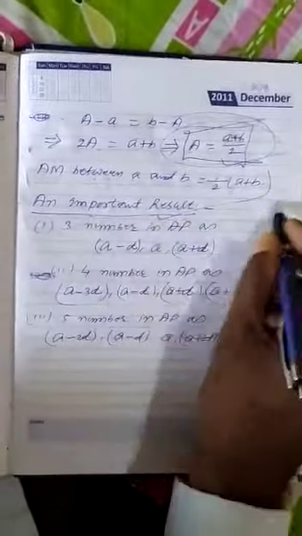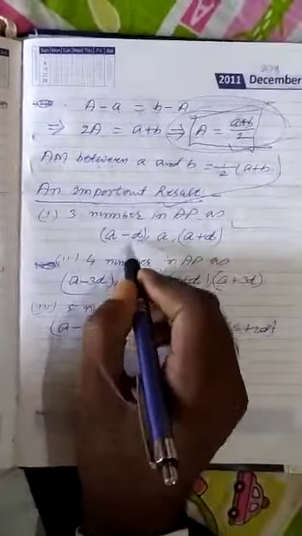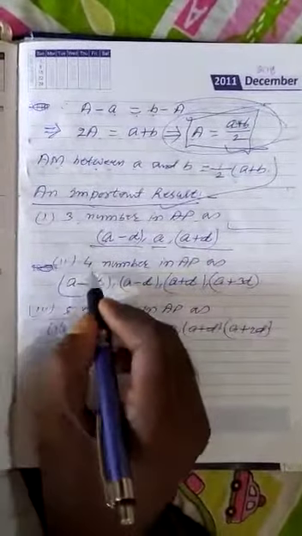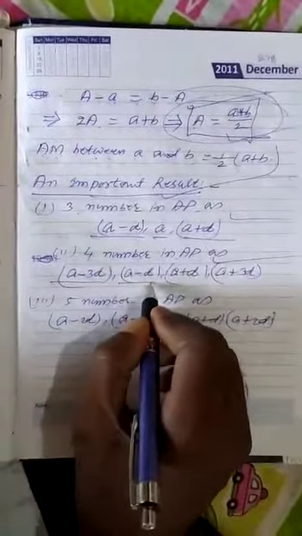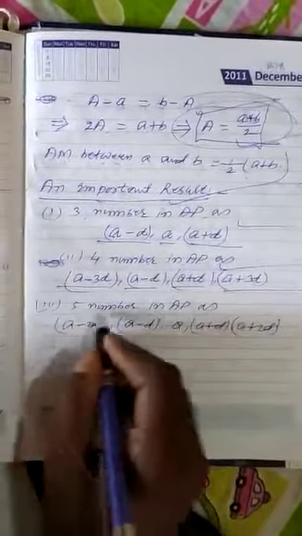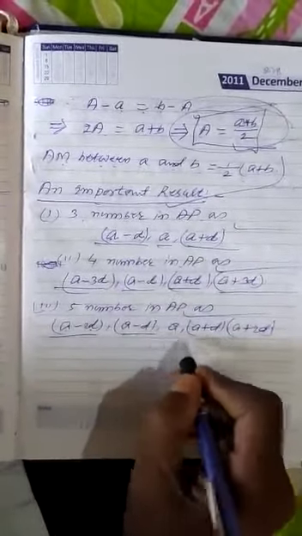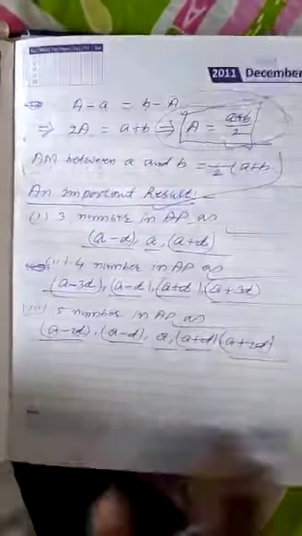An important result: 3 numbers in AP are a minus d, a, a plus d. Second, 4 numbers in AP are a minus 3d, a minus d, a plus d, a plus 3d. 5 numbers in AP are a minus 2d, a minus d, a, a plus d, a plus 2d.